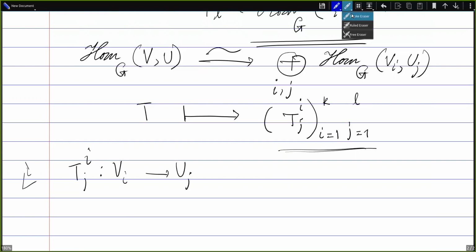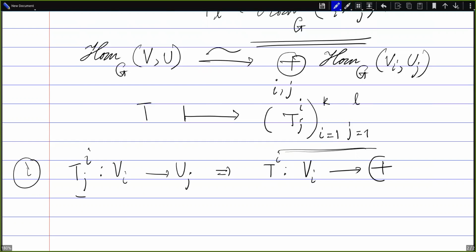Since for fixed i and for any j I have a map, we get a map from Vi to the direct sum of Uj's. And again for each i I have a map like this. Therefore, again from the universal property, I get a map from the direct sum of Vi to the direct sum of Uj's. Very usual thing that we do with the help of a universal property. So let me just repeat. First I fix any i, then for each j I have a map.